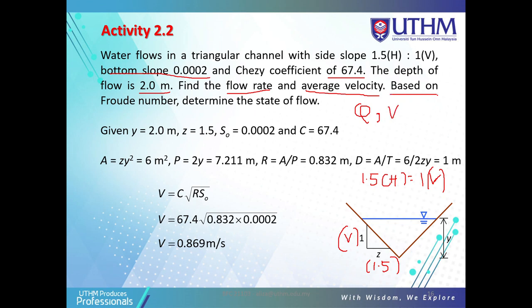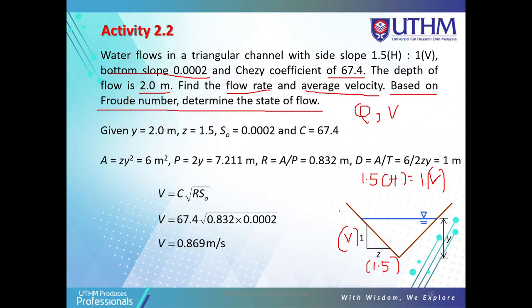So based on Froude number, you must determine the state of flow. That means you use the equation that you learned in topic 1 using the Froude number, to make sure that you know whether the flow is critical, subcritical or supercritical. If you use Reynolds number, we know that the state is laminar, turbulent or transitional. But using the Froude number, we know that the flow is subcritical, supercritical or critical.